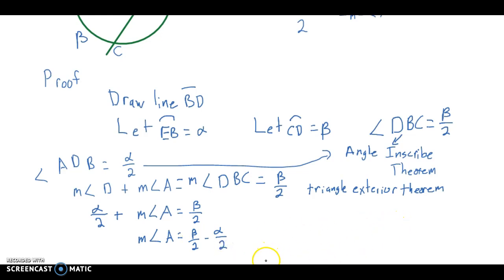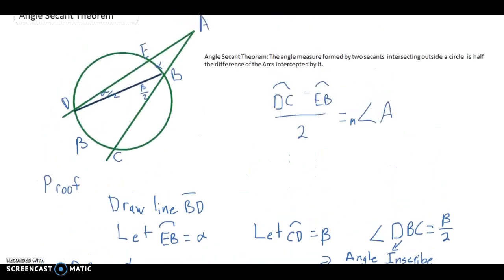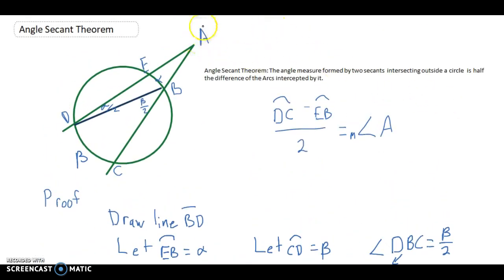And that is what we wanted to prove, right? We could rewrite that as beta minus alpha, over 2. And so that is the measurement of angle A, which once again is this outside angle. So in other words, we took this outside arc, our largest arc, minus our smallest arc, divided by 2, and that gave us this measurement. And so there's our proof for the angle-secant theorem.